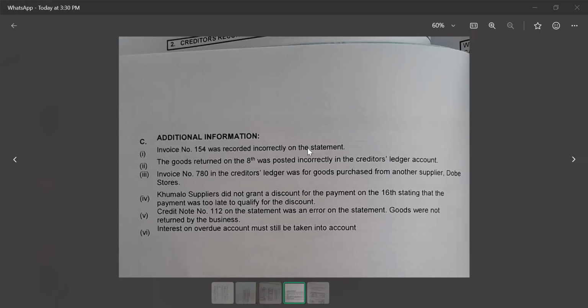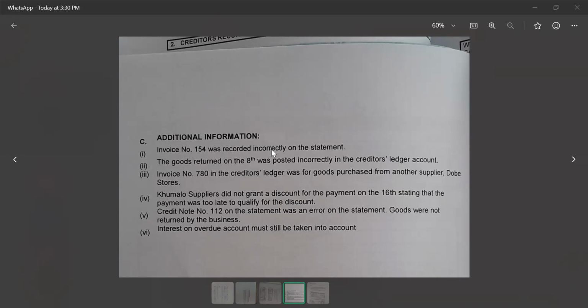So in this case, it does not affect your creditors ledger, so you skip it, because we are looking for information that affects our creditors ledger. The mistake or error happened on the creditor's statement. When the error is on the creditor's statement rather than the ledger, it does not affect your creditor's ledger, because the information in the ledger is correct. So with this one, we skip it.